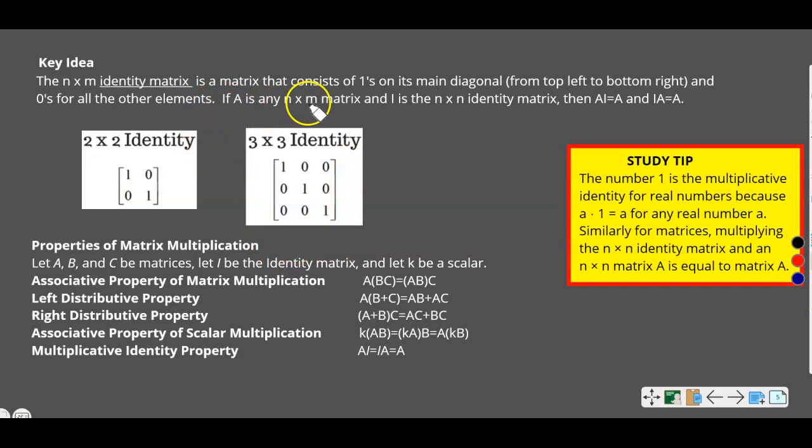So if A is an N by M matrix and I is an N by N identity matrix, then AI equals A and IA equals A.